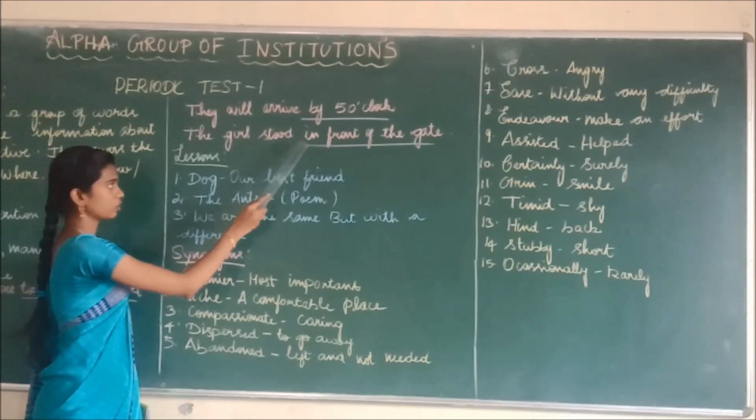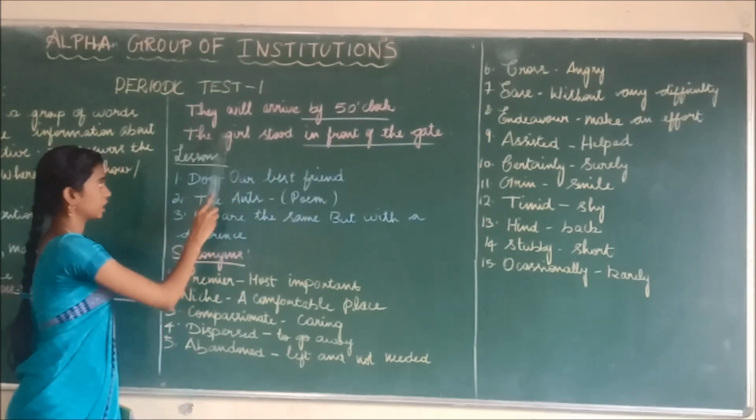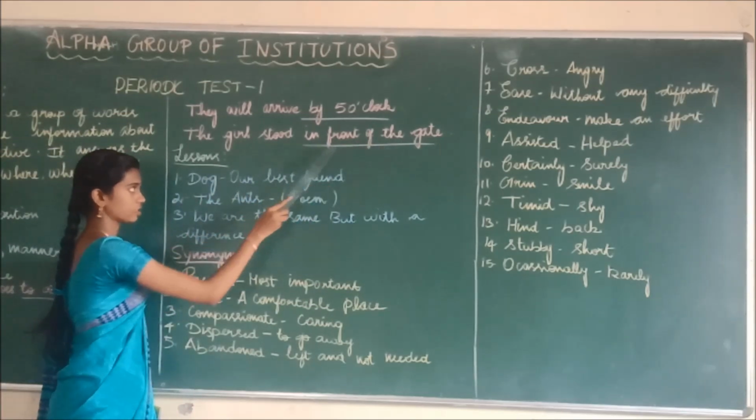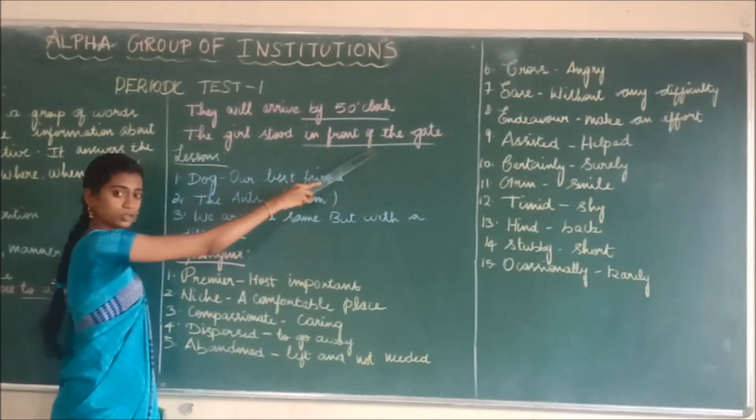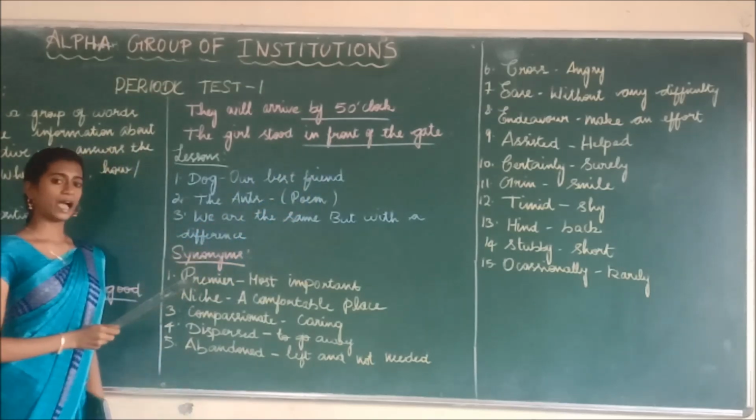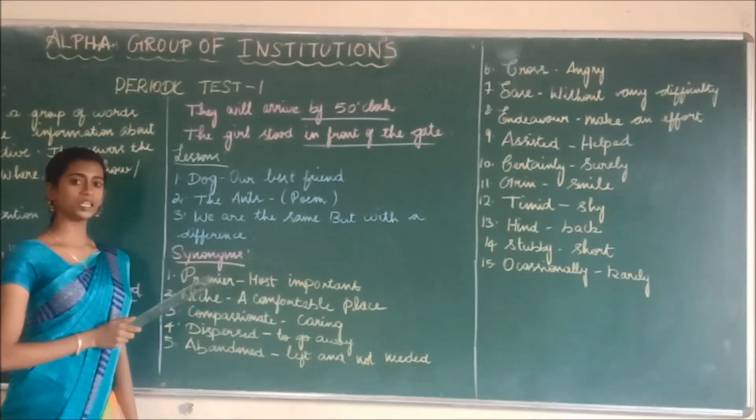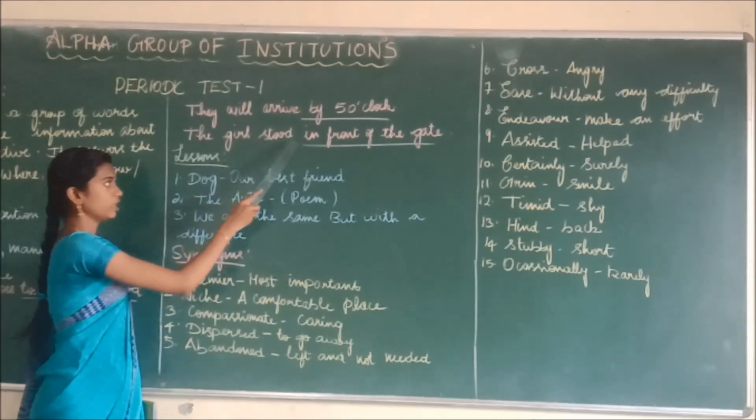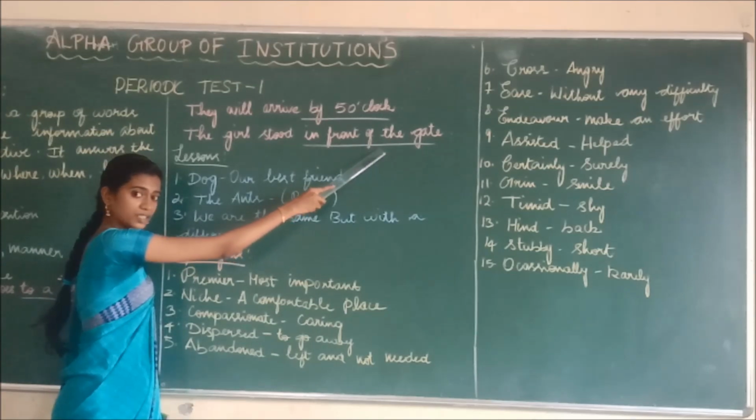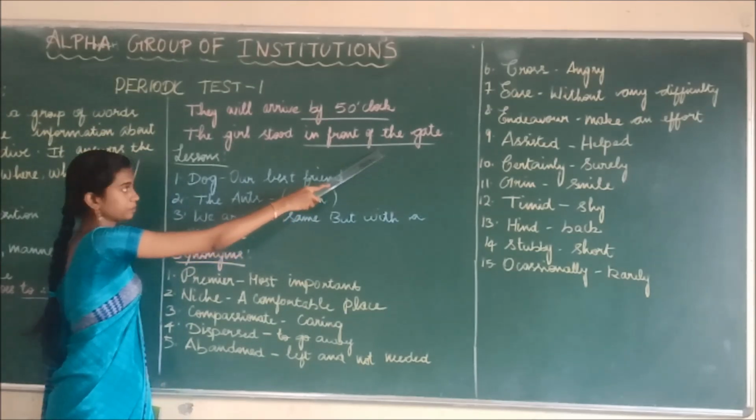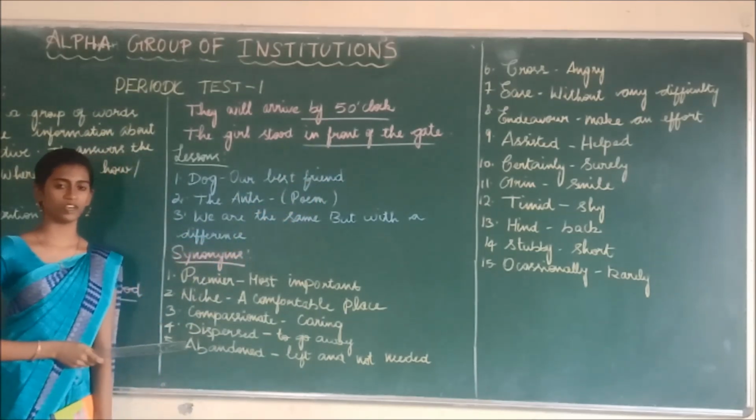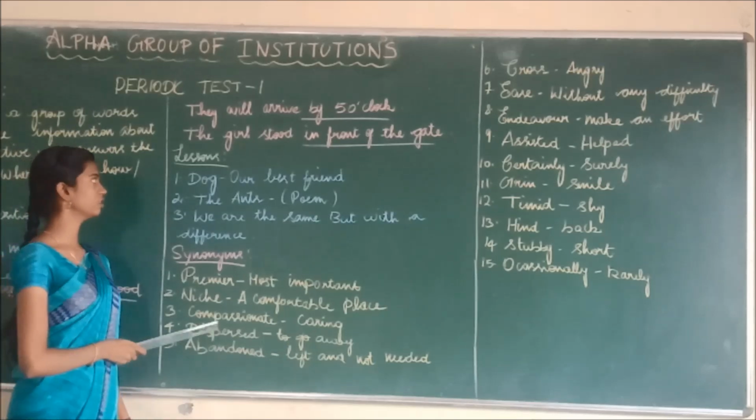Next. The girl stood in front of the gate. So in front of the gate refers to the place. So you have to use the question word where. So where did the girl stand? The girl stood in front of the gate. So it answers the question where. So it is known as the adverbial phrase. Okay. Have you understood?